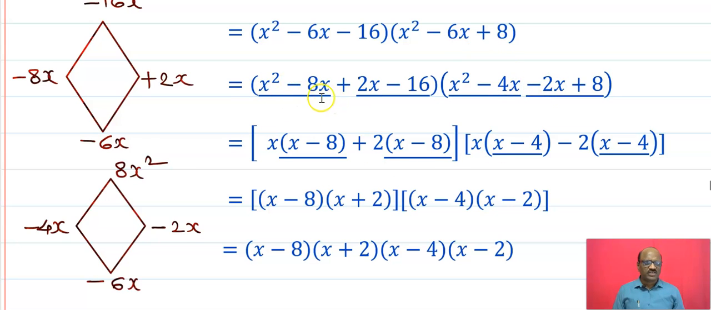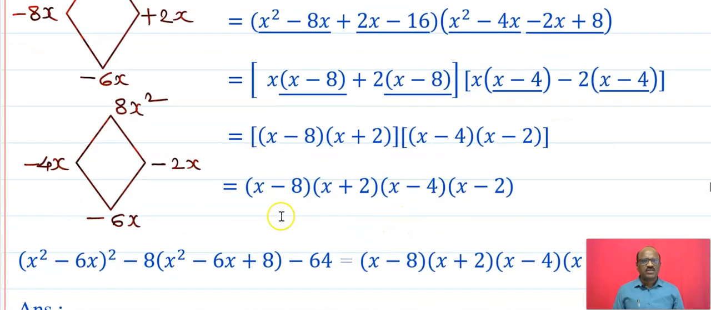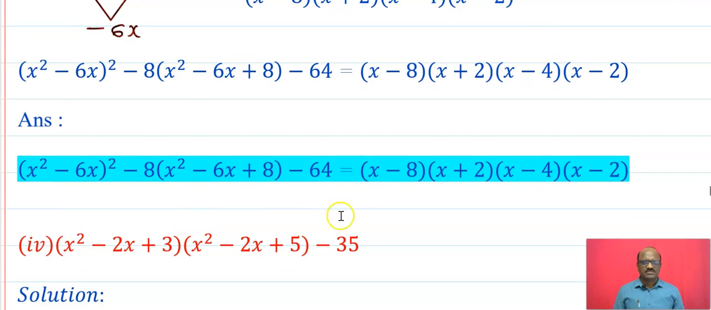Now common from these two. x is common, 2 is common, then in bracket you will get x minus 8. From the next two terms, x is common: x minus 4, minus 2 is common: x minus 4. Take x minus 8 common, the remaining is x plus 2. Here x minus 4 is common, the remaining is x minus 2. Overall you will get x minus 8 into x plus 2 into x minus 4 into x minus 2. These are the factors. Again, I will repeat: x minus 8, x plus 2, x minus 4, x minus 2.